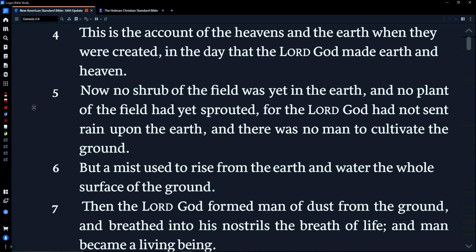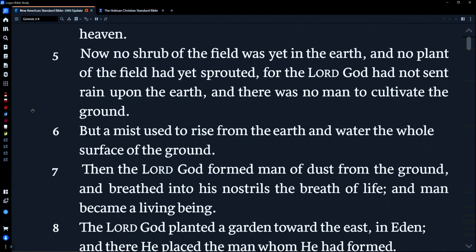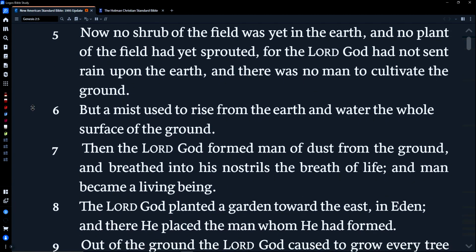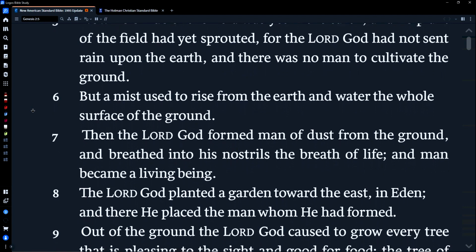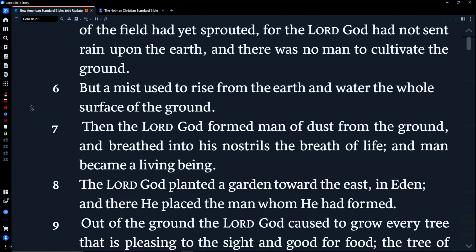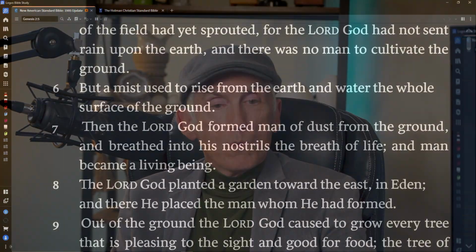It's very important. So, Steve, if you could start at Genesis chapter 2, verse 4, and read down to verse 8. This is the account of the heavens and the earth, when they were created, in the day that the Lord God made earth and heaven. Now no shrub of the field was yet in the earth, and no plant of the field had yet sprouted, for the Lord God had not sent rain upon the earth, and there was no man to cultivate the ground. But a mist used to rise from the earth and water the whole surface of the ground. Then the Lord God formed man of dust from the ground and breathed into his nostrils the breath of life, and man became a living being. The Lord God planted a garden toward the east in Eden, and there he placed the man whom he had formed.